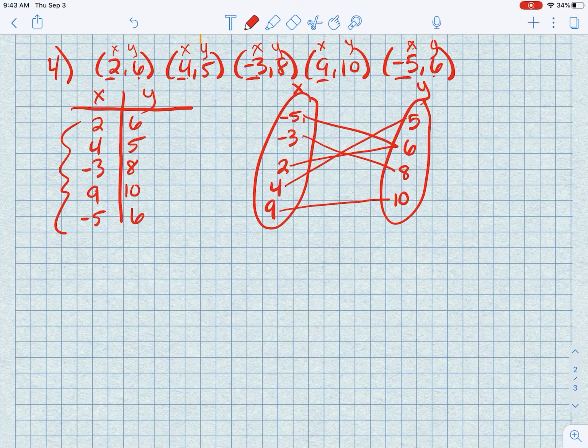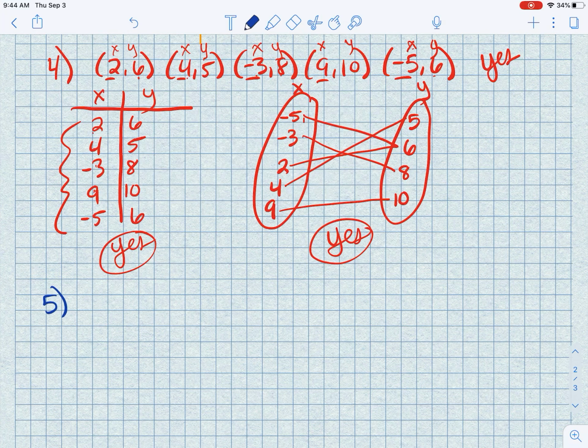So with any of these, look at your list. 2, 4, -3, 9, -5. Do the x's repeat? No. So is it a function? Yes. Or look at your table. We have all the x's listed straight down. Do the x's repeat? No. So is it a function? Yes. With mapping, look at your x's. Is there ever 2 lines coming from the same x? No. So is it a function? Yes. Let's look at another one.